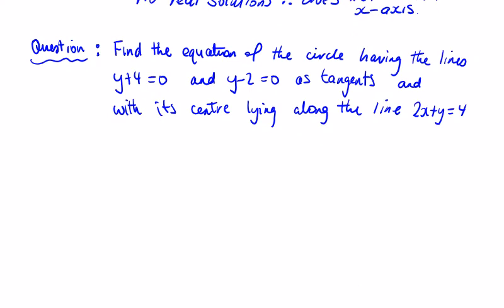So pause the video and try this question. Find the equation of the circle having the lines y plus 4 equals 0 and y minus 2 equals 0 as tangents, and with its center lying along the line 2x plus y is equal to 4.